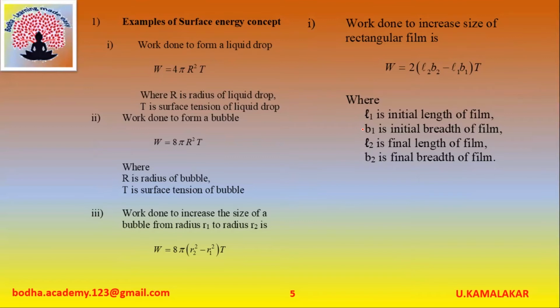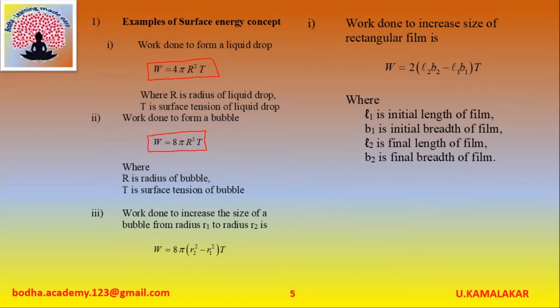First one, work done to form a liquid drop is given as W is equal to 4 pi r square into T, where R is radius of liquid drop, T is surface tension of liquid drop. Next one, work done to form a soap bubble is given as W is equal to 8 pi r square T, where R is radius of bubble and T is surface tension of bubble.